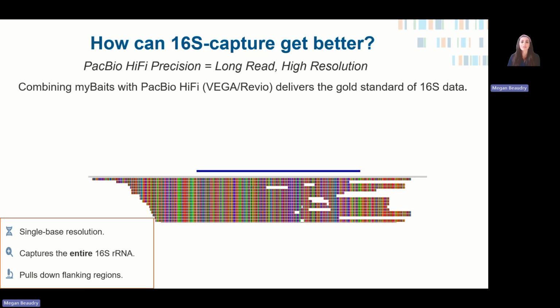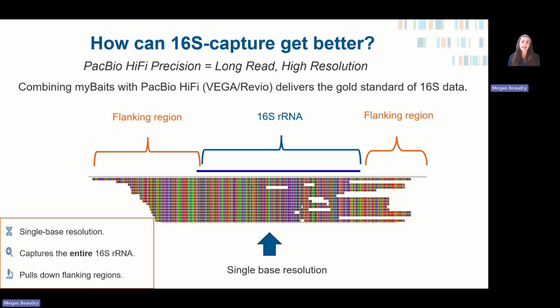Now I want to point out three main things here. First, we're able to get single base resolution. Second, we're able to pull down the full length of the 16S rRNA, so not just a hypervariable region or two. We're able to get all 9 hypervariable regions. Third, we're able to capture those flanking regions as well. And in a few slides, this is going to become increasingly important.